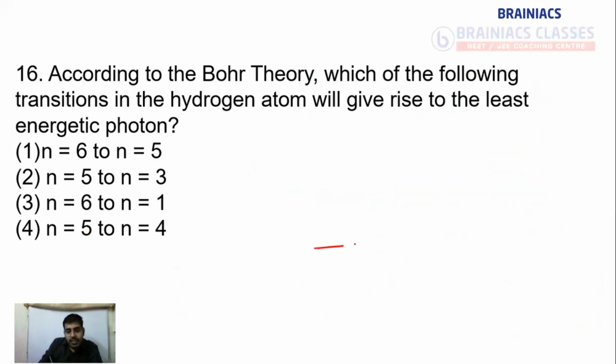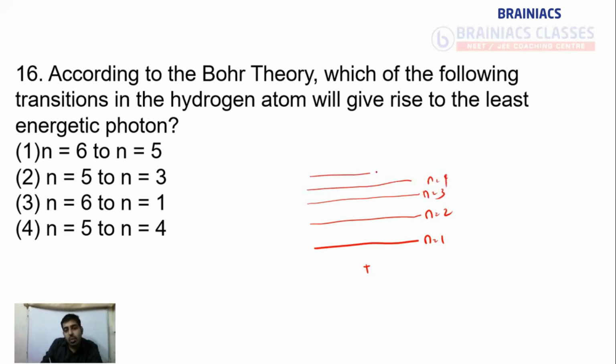So here these are the orbits. Let this be the nucleus. I'm not drawing circular orbits. Let this be n equal to 1, this n equal to 2, this n equal to 3, this n equal to 4, this n equal to 5, and this n equal to 6. So these are the orbits.